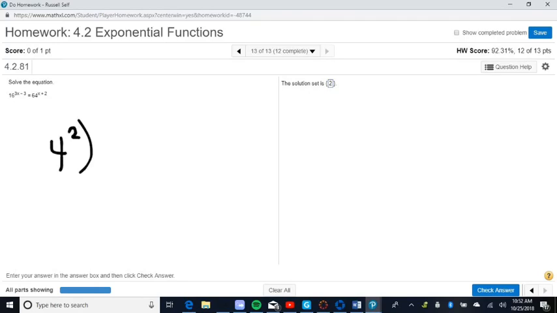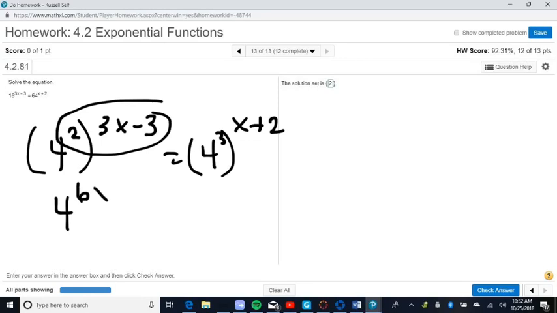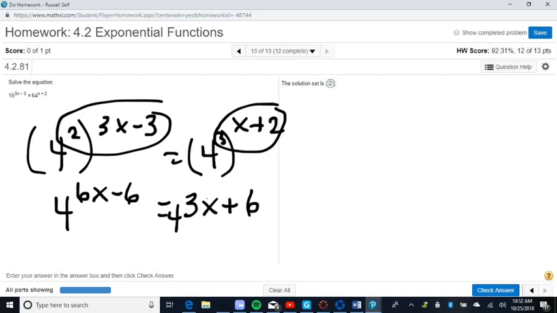that exponent won't matter. 4 squared raised to the 3x minus 3, okay, there's where my problem was, equals 4 to the 3rd raised to the x plus 2. Now they went to a base of 2. You don't have to. You can just find any base that will work fine and produces out in the end. Multiplying these out gives you 6x minus 6. Multiplying these out gives you 4 to the 3x plus 6. Setting those exponents equal to each other, now that I have the actual correct exponents, gives you this.